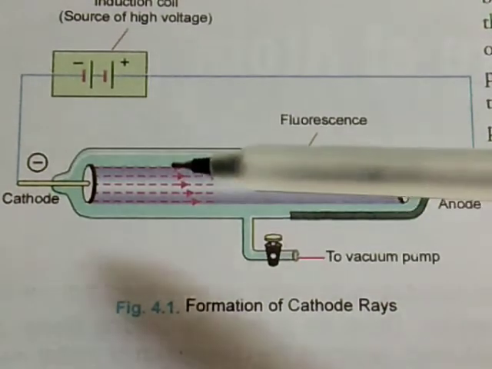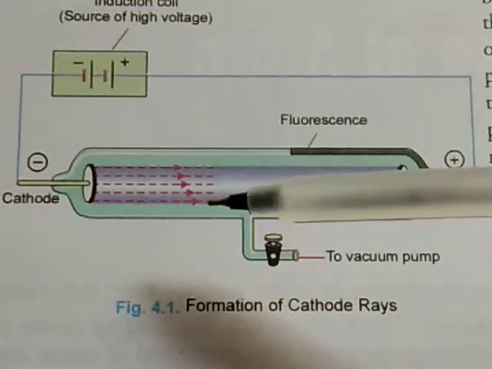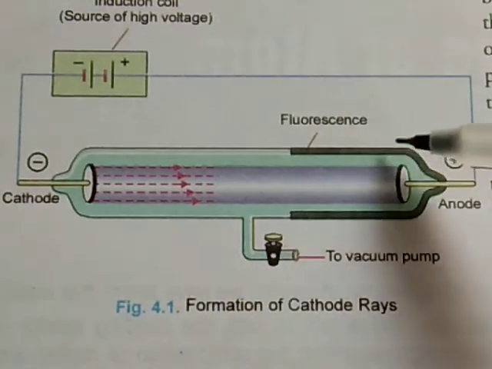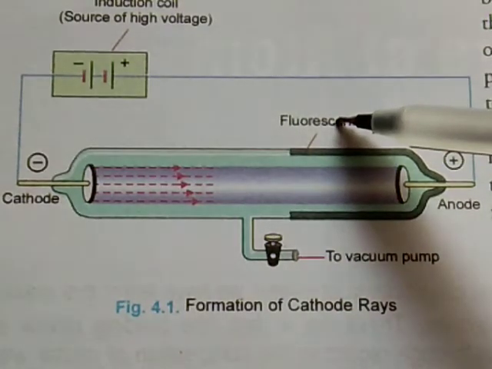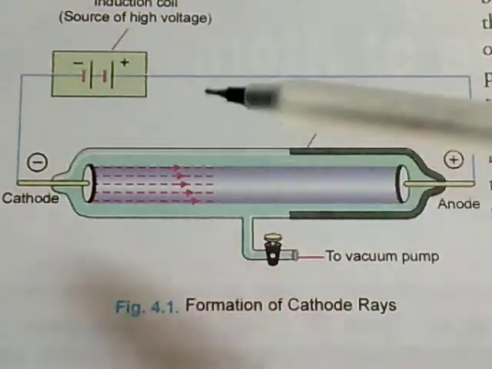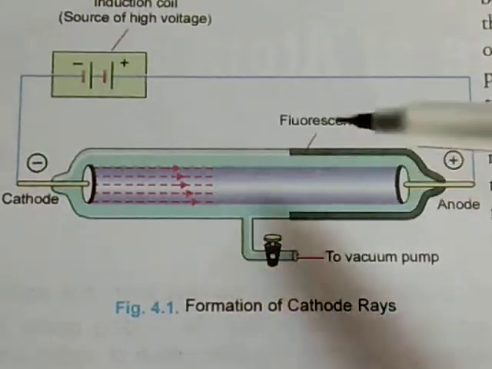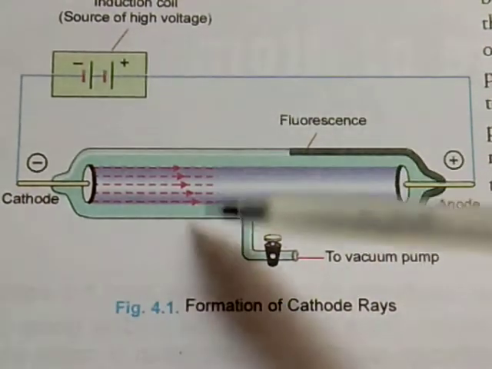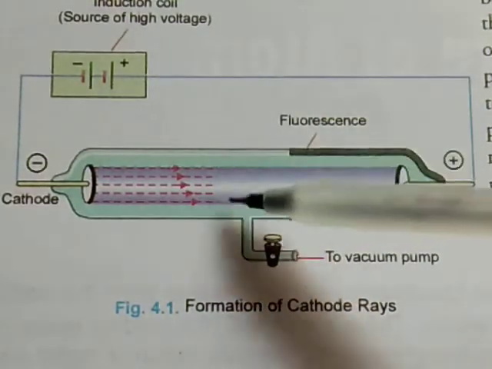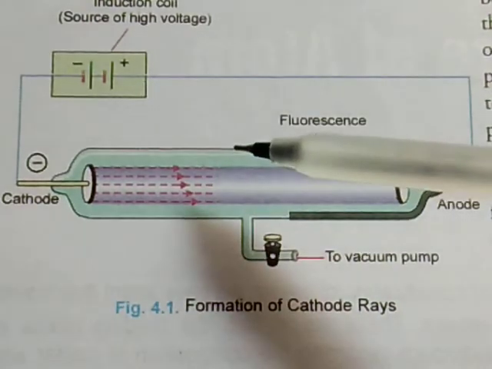Sixth point, when the cathode rays strike a screen coated with zinc sulfide, they produce a glow. This glow is called fluorescence. But when these cathode rays strike the surface of metals like copper, tungsten, etc., they produce X-rays. These cathode rays are deflected by electric and magnetic fields. So these are the properties of cathode rays.